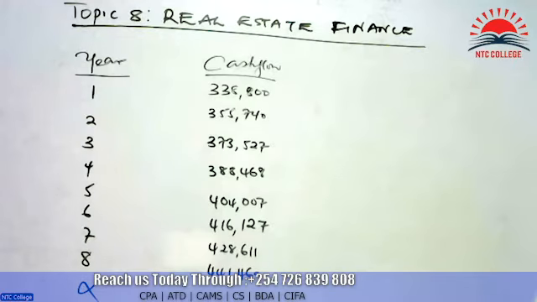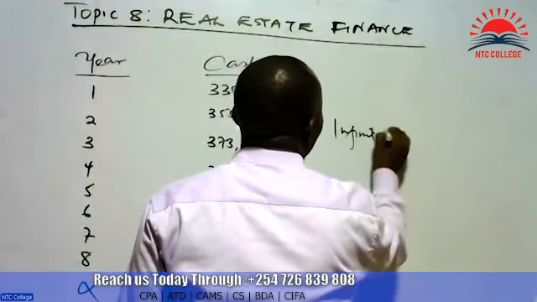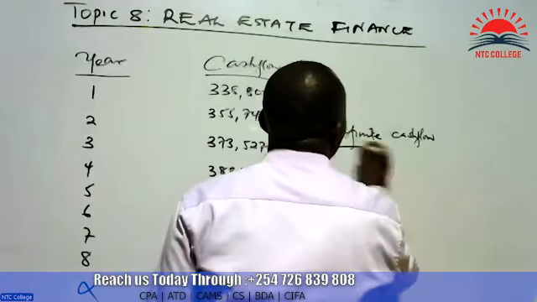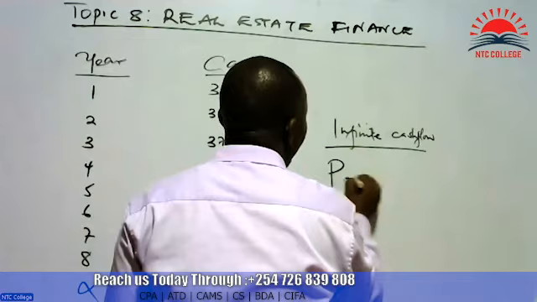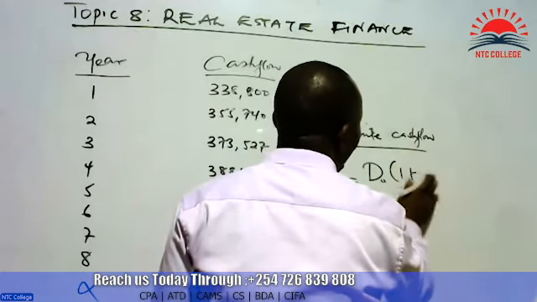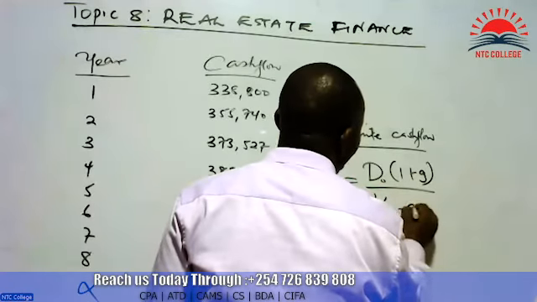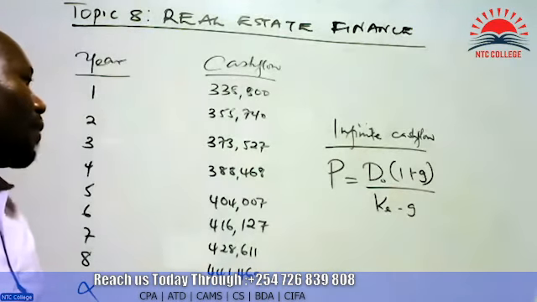What we can do to get year 9 onwards is use Gordon's formula to calculate the infinite cash flow. So use the formula that we learned: P is equal to D naught into 1 plus g, over KE minus g. Was it KE minus g? Right? All over KE minus g.